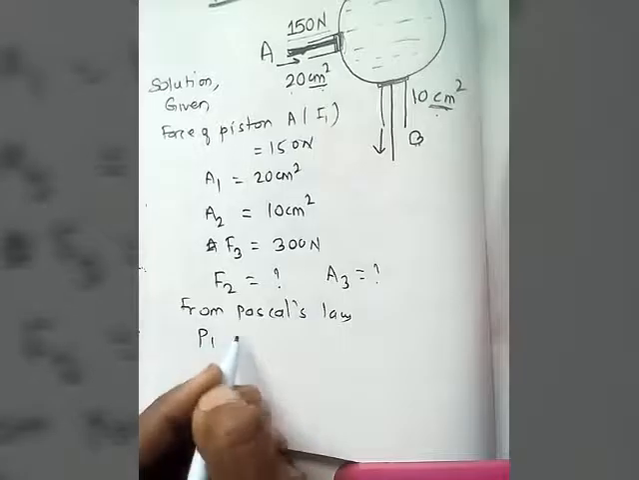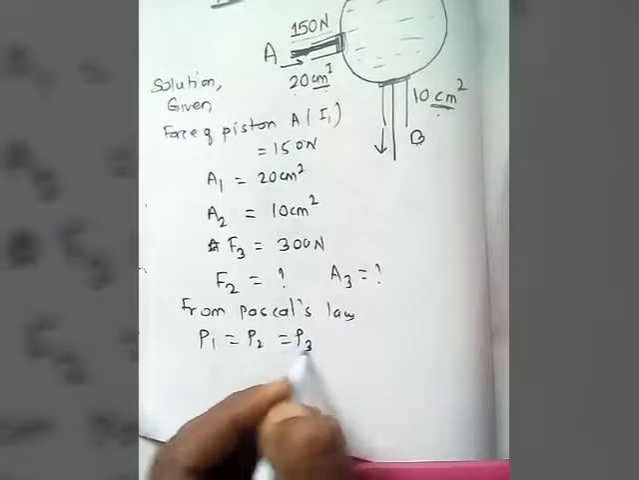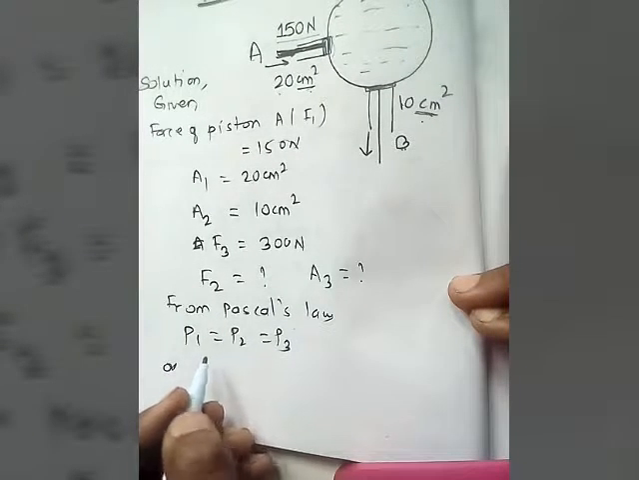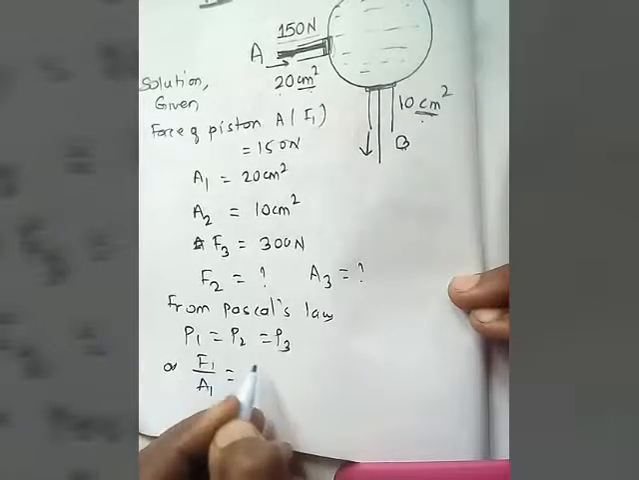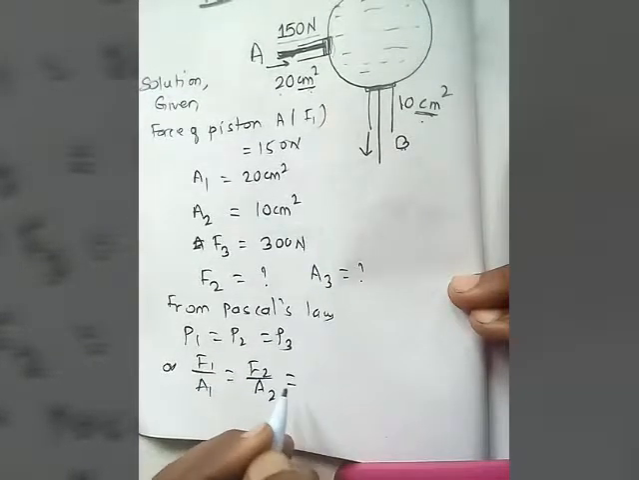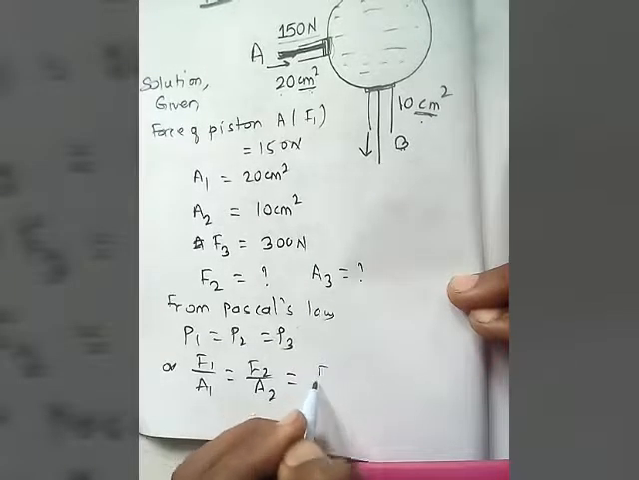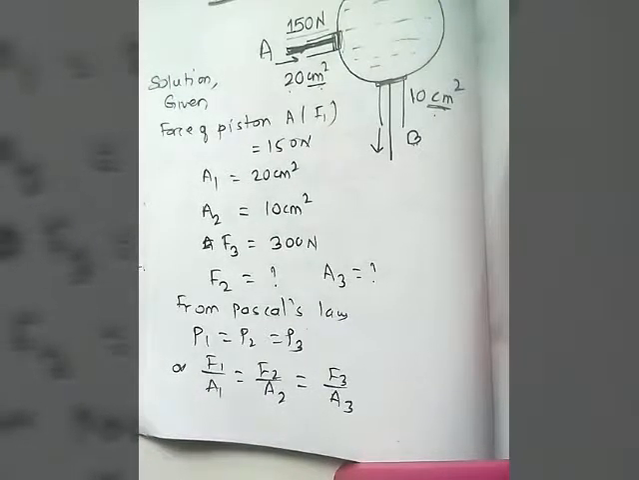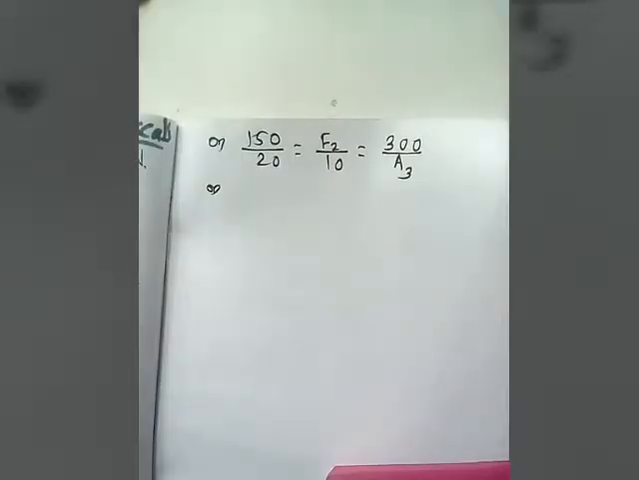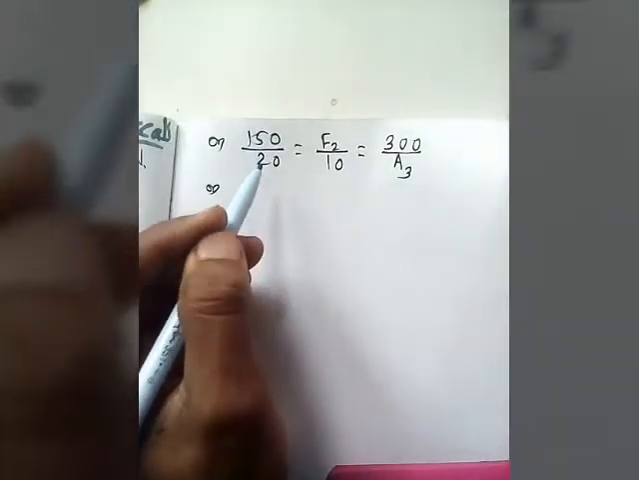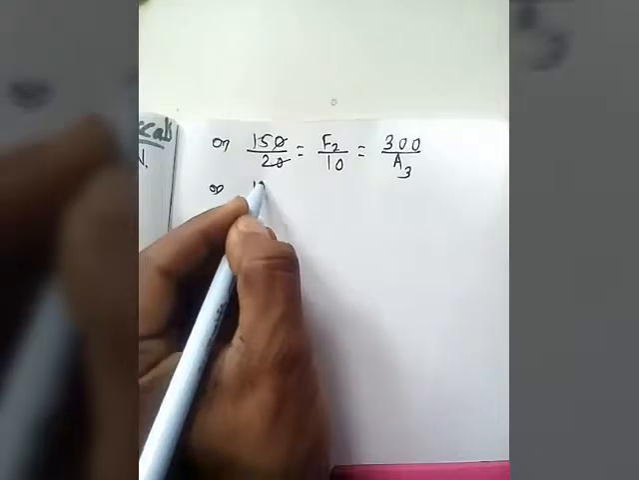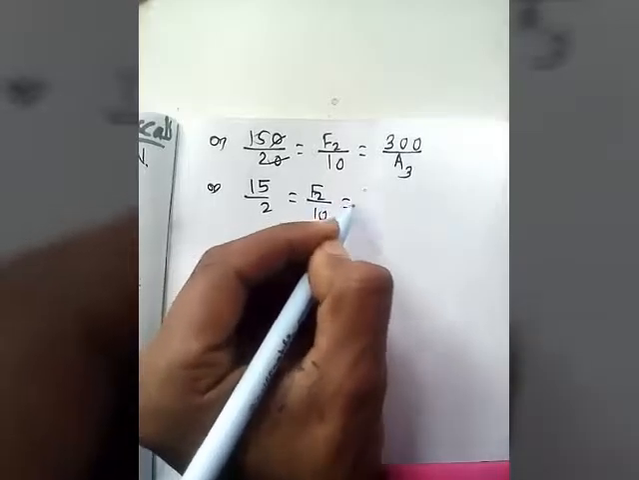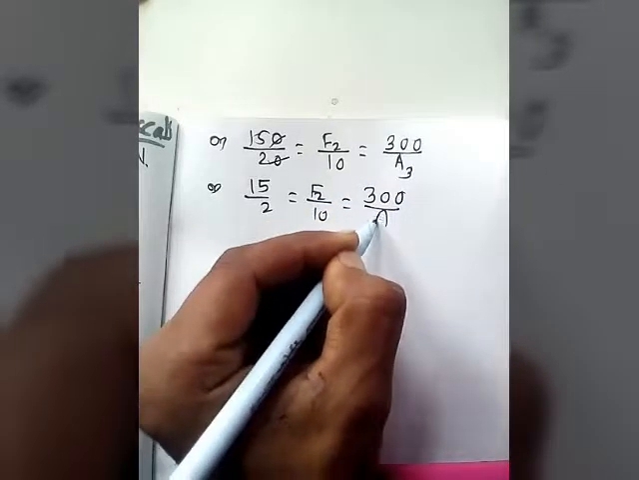From Pascal's law, we can write P1 is equals to P2 is equals to P3, or we can write F1 by A1 is equals to F2 by A2 is equals to F3 by A3. So we have over here 150 by 20, so I can cancel 0 out of here. So we have 15 divided by 2 is equals to F2 by 10 is equals to 300 divided by A3.